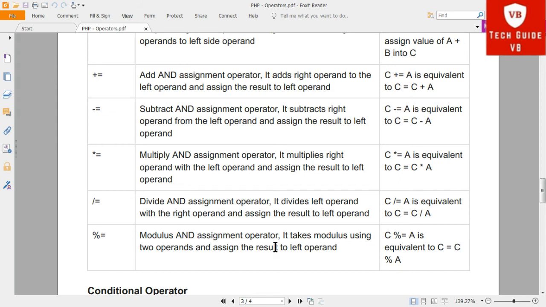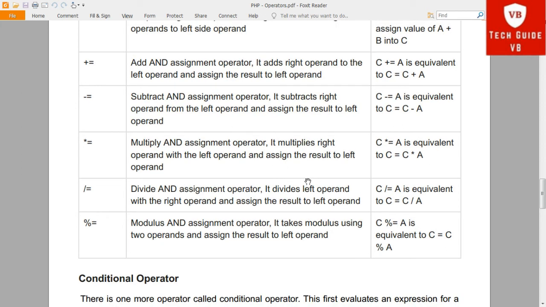Percent equal to, or the modulus and assignment operator. It takes modulus using two operands and assigns the result to the left operand. C %= A is equivalent to C = C mod A.